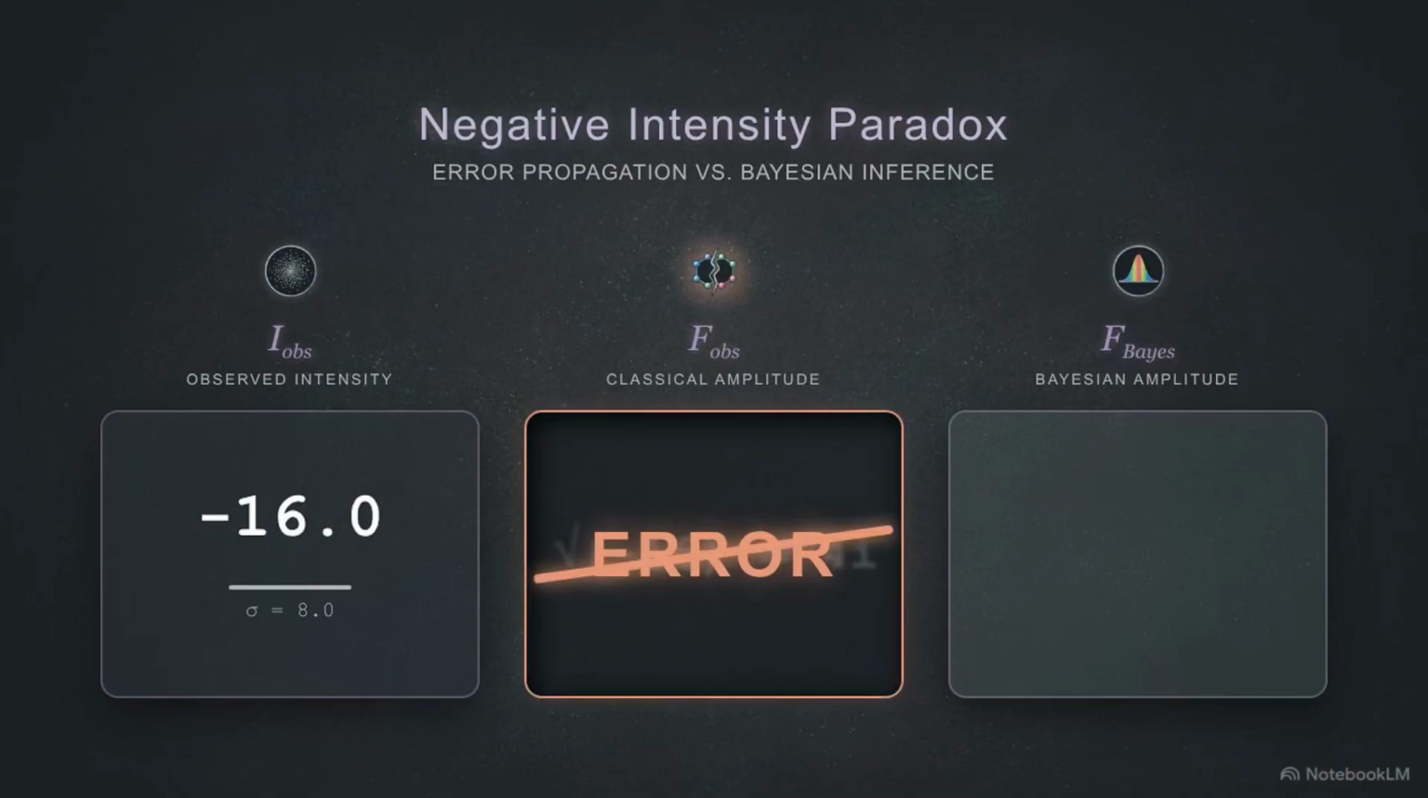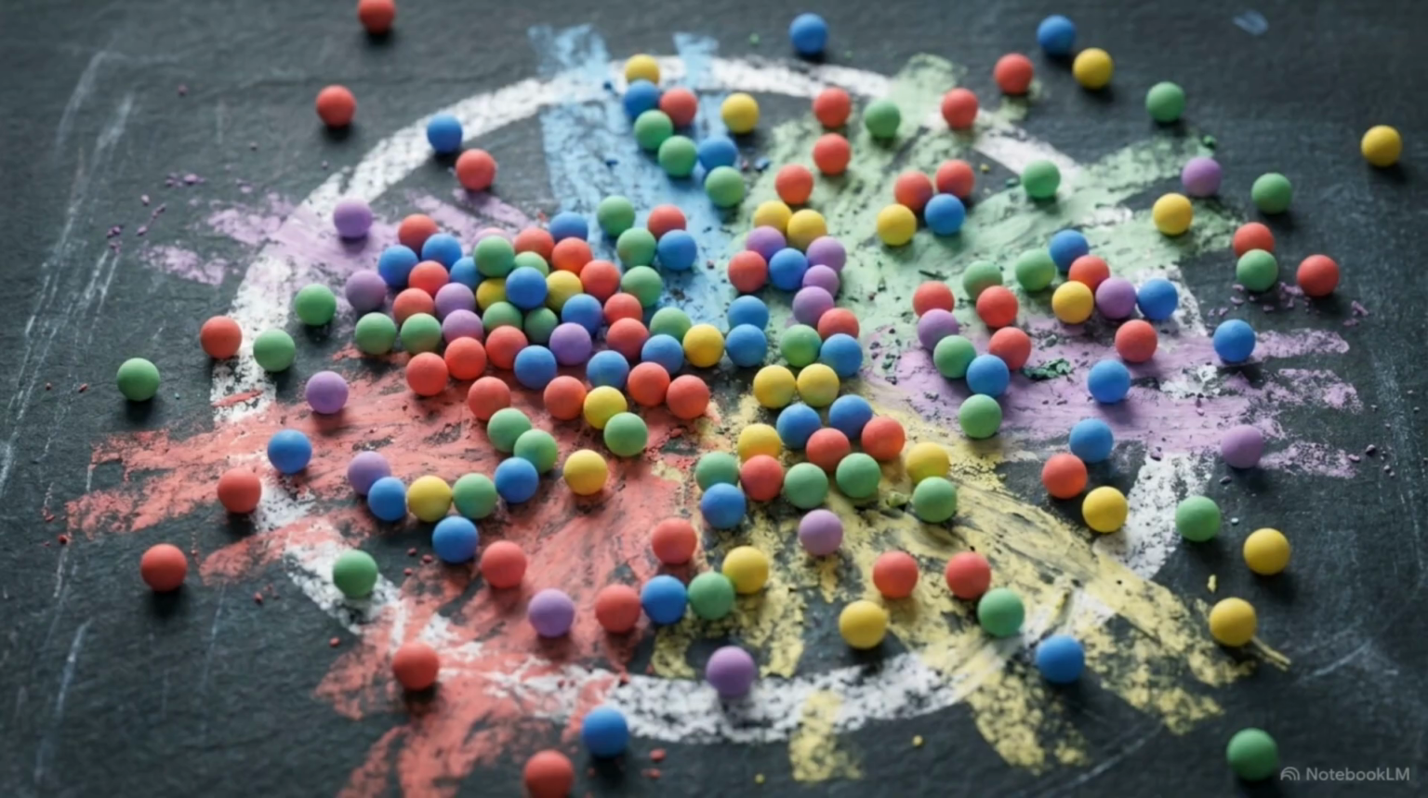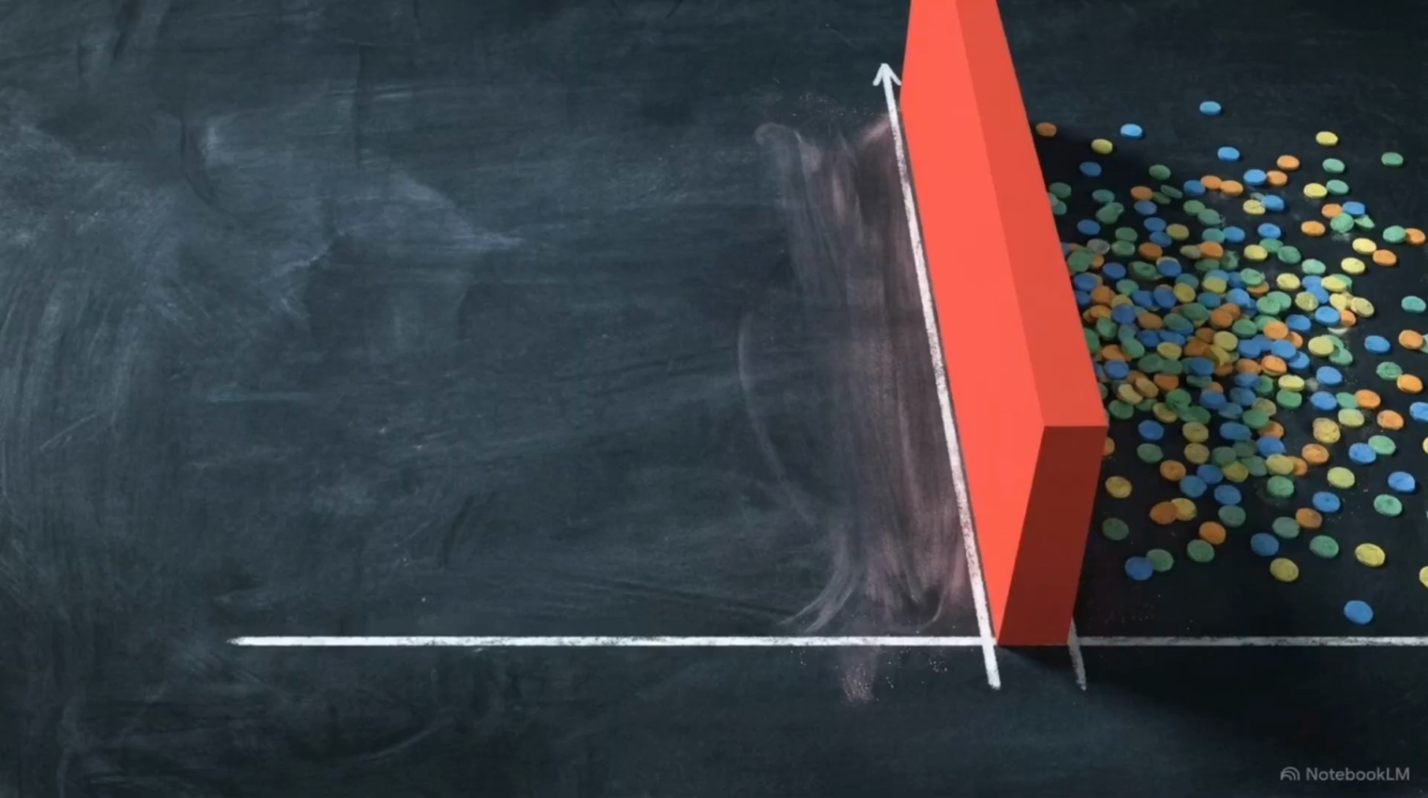We salvage this data using Bayesian Inference. Look at the top row of this data table. An observed intensity of -16 breaks the classical square root formula, returning no result. But the Bayesian posterior correctly resolves the math, returning a usable, positive amplitude of 1.34. It accomplishes this by combining the messy likelihood data with a strict physical prior, the reality that a scattering event cannot have an amplitude of less than 0.